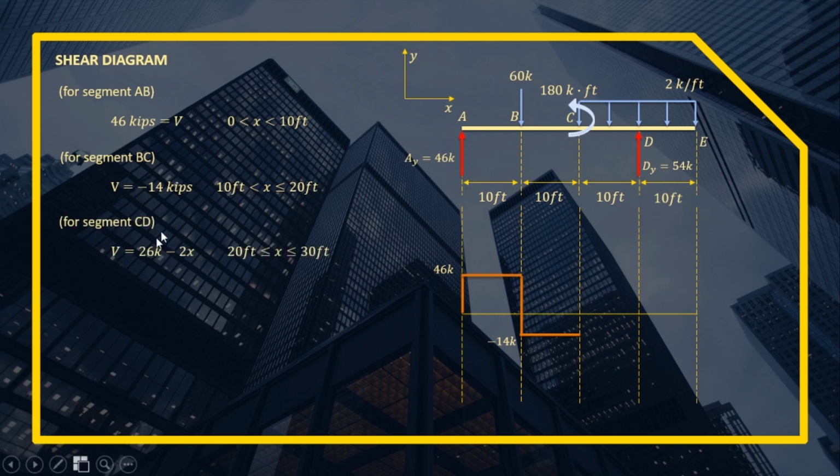And for CD naman na segment, meron tayong shear equation na 26 kips minus 2x. And yung x natin, mag-start yan from C to D or from 20 feet to 30 feet. So if we have x equals to 20 feet, pag in-substitute natin yan, 26 minus 2 times 20, that is 26 minus 40, or yung shear natin is negative 14 kips. O tama pa din. Pag x natin equals to 20 at point C, ganun pa din dapat yung makuha natin na shear na negative 14 nga. And if x is 30 feet, ano bang shear natin? So 26 minus 2 times 30, so 26 minus 60, so meron tayong shear na negative 34. Nakalocate yan at point D. So meron tayong shear doon na negative 34.